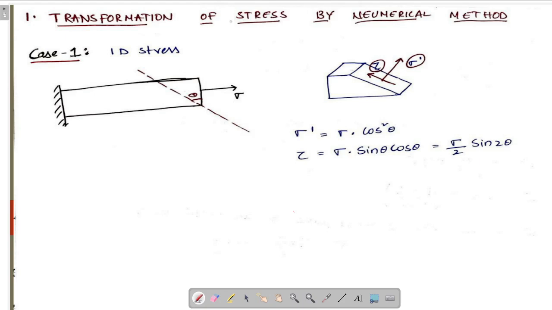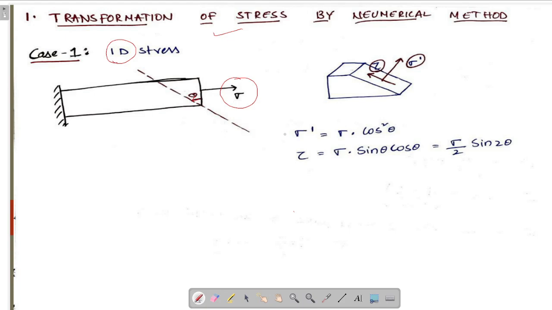Now, let's see the transformation of stress by numerical method. In the first case, we will be discussing one-dimensional stress. In case of one-dimensional stress, there is either only one tensile stress or one compressive stress. Now, if this is the criteria, there is a tensile force acting on it. Now we have to find what will be the stress in this plane, which is theta degrees in anti-clockwise direction.